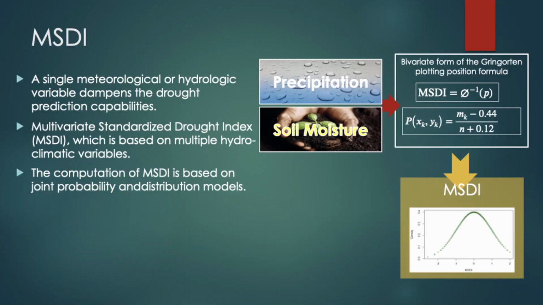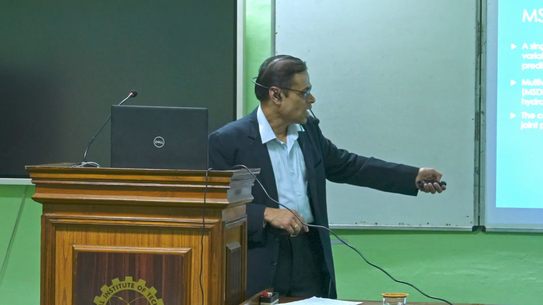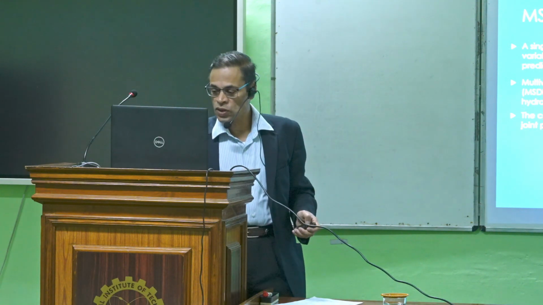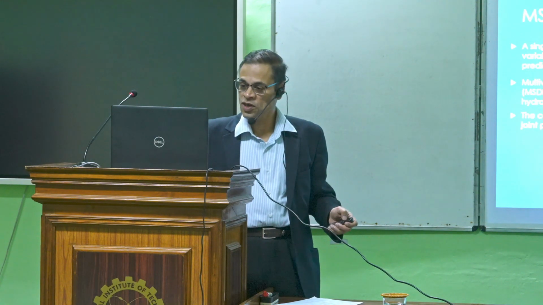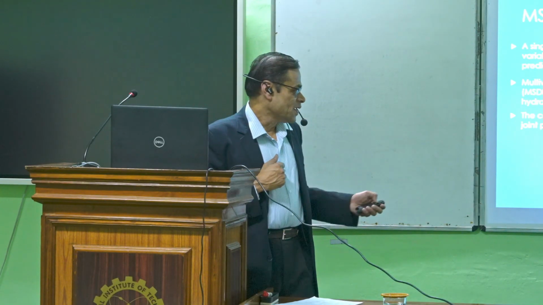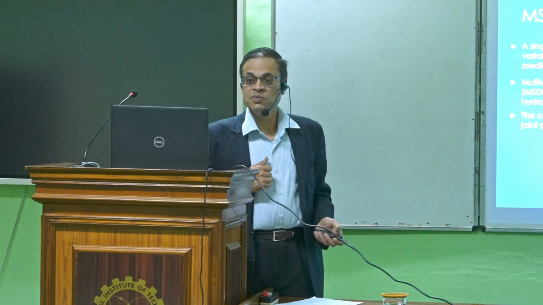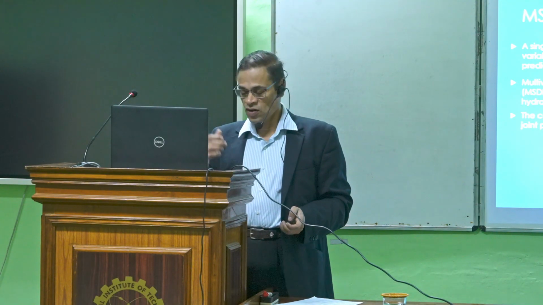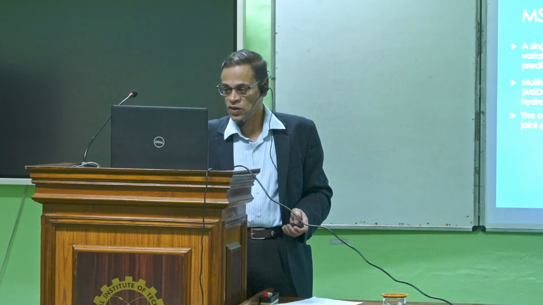So I already explained this. Two variables are used, ranking them, come up with this distribution, and then use that approach to calculate the best distribution that fits the probability or the drought occurrence of a given location.